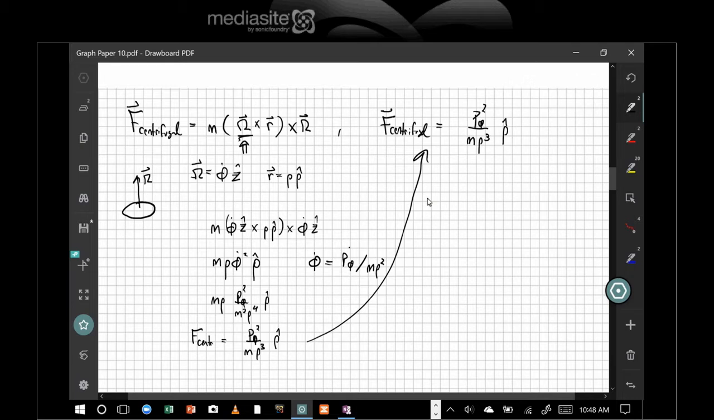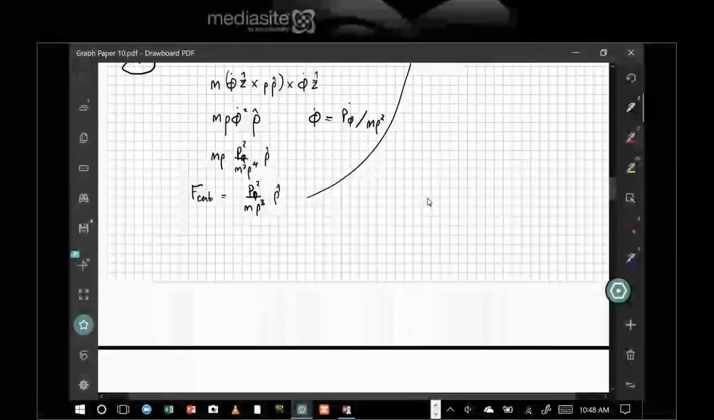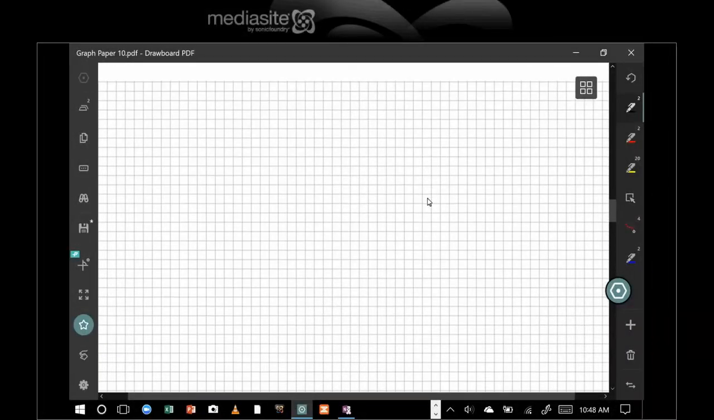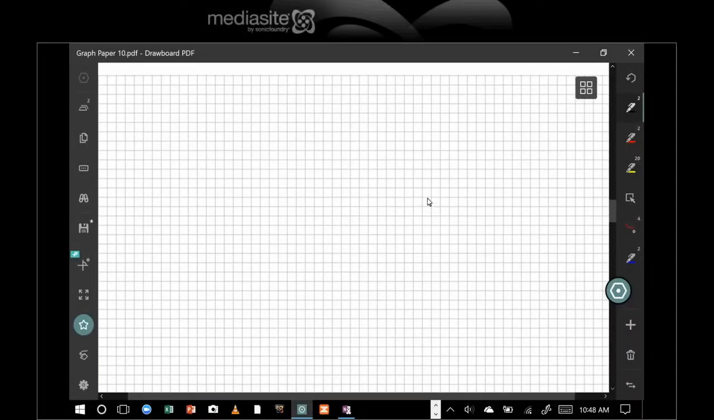Now, just factoring all the non-vector terms out, I'm going to get m rho phi dot squared. Then if you take the cross products, z cross rho hat is going to give me phi hat, and then phi hat cross z hat is going to give me a rho hat. So you can see it's at least an outward force. Okay, so that's an outward force.